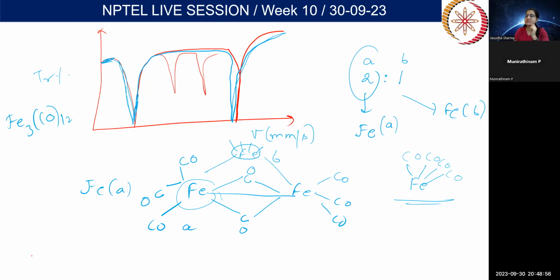Why, on what basis we are saying it's unsymmetrical? In case of B, we have only the terminal carbonyls. So it's only one type of ligand is connected, right? Whereas in case of the other metal, which is A, they are having both bridging as well as terminal. So now tell me which one is more asymmetric?